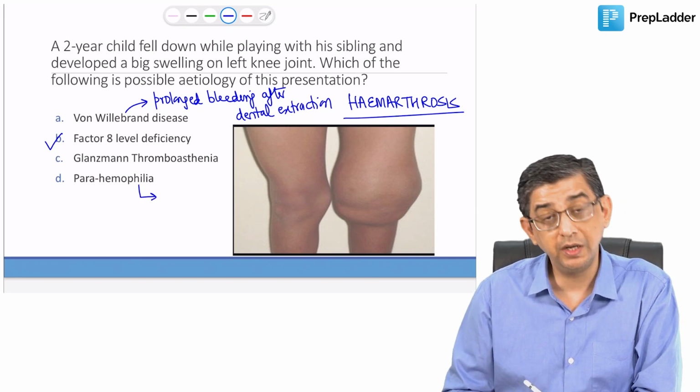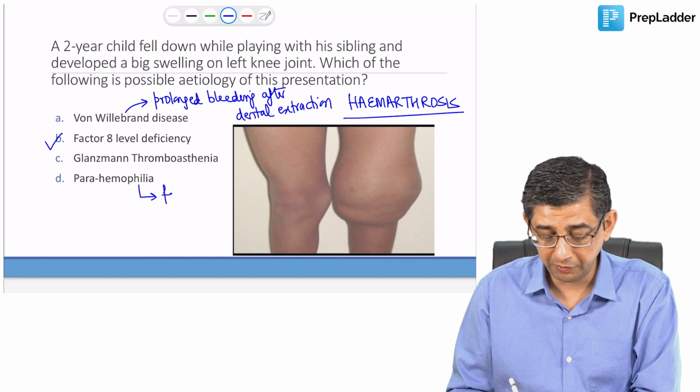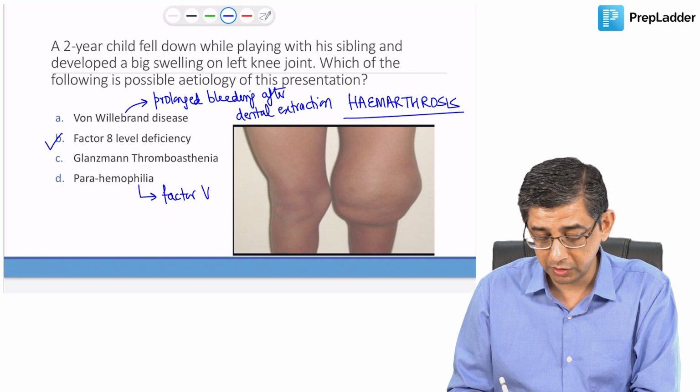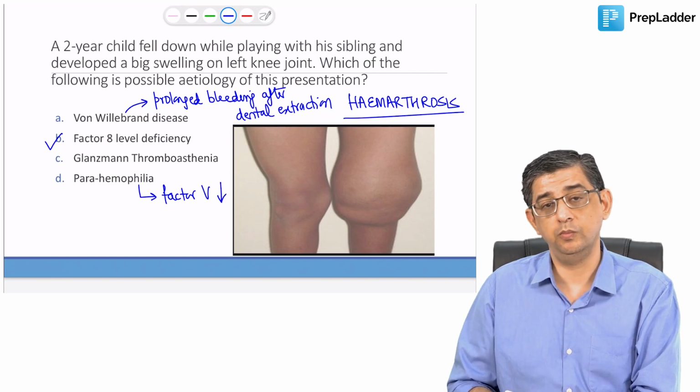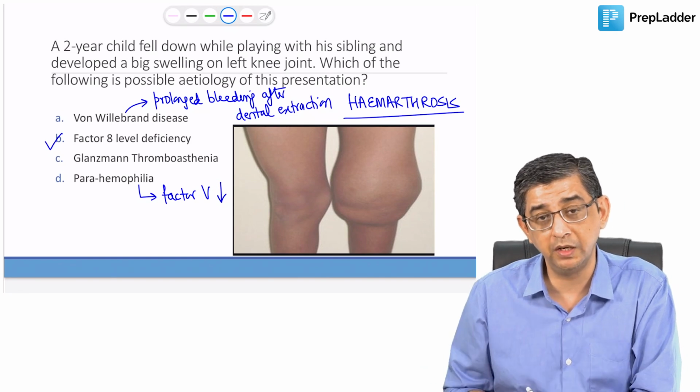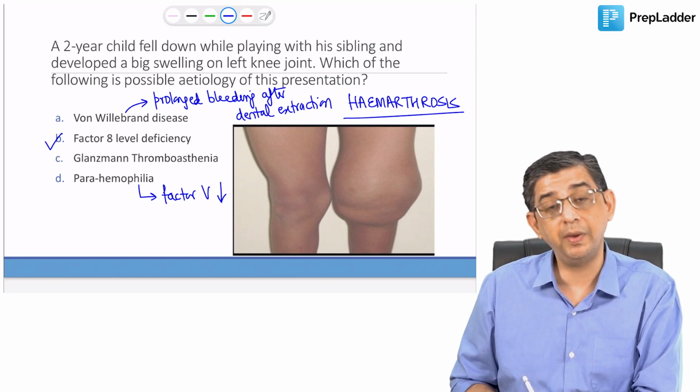Well, what is parahemophilia, guys? Which clotting factor deficiency causes parahemophilia? This is itself a question. Parahemophilia is due to deficiency of factor 5. Hemophilia A is factor 8, hemophilia B is factor 9, hemophilia C is factor 11. But if it is factor 5 deficiency, we call it parahemophilia.